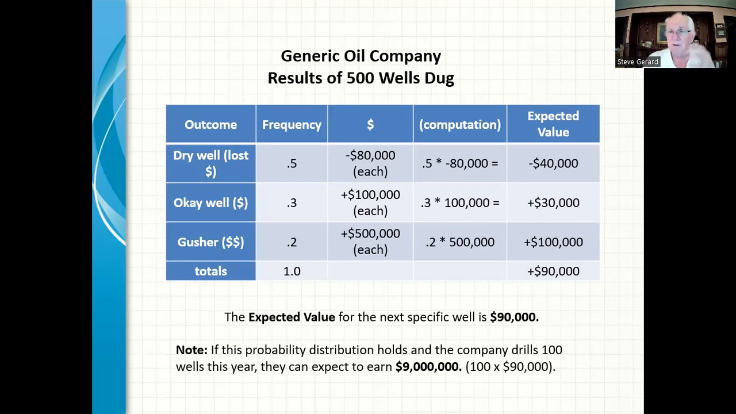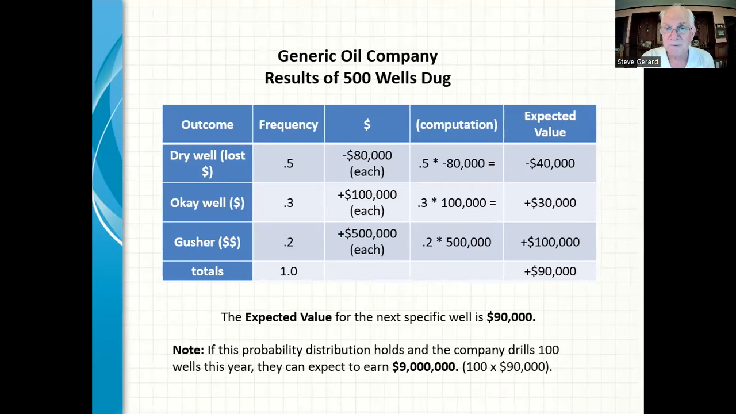And let me say, if I were drilling an oil well, there'd probably be at least 5 or 6 different categories off here to the right, because there's got to be something between a dry well and an okay well, and something between an okay well and a gusher. But I'm trying to keep this simple. That's the point here in this process.